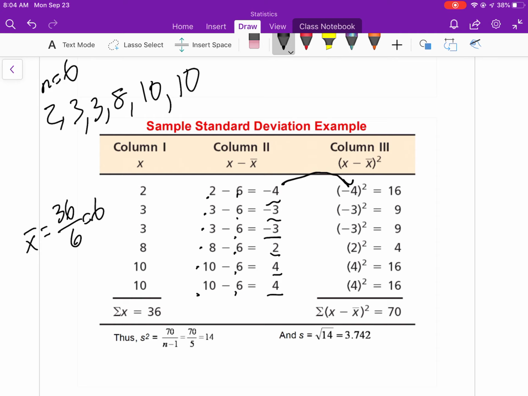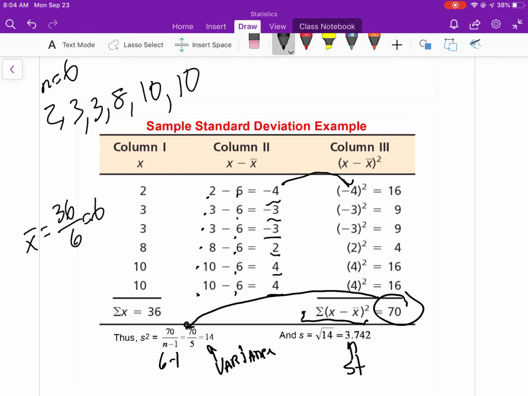So -4 squared is 16, -3 squared is 9, -3 squared is 9, and so on. You can see those squared values. Okay, but all these numbers become positive. I add them up and I get 70. Well, this piece right here is the numerator of my fraction for standard deviation. So there's the 70. N minus 1, so 6 minus 1 is 5, and I get 14. There's my variance. Take the square root of that, and there is my standard deviation.